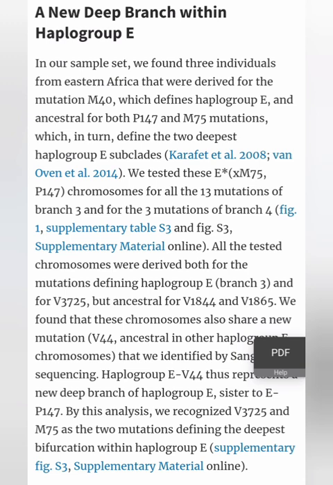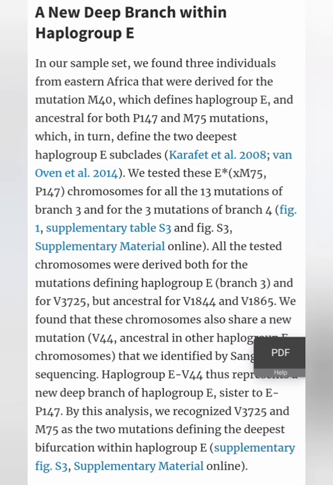Okay, so let's talk about the new information that they found. They found that in their sample set, they found 3 individuals from Eastern Africa that were derived from mutation M40, which defined haplogroup E and ancestral for both P147 and M75 mutations, which in turn defined the 2 deepest haplogroup subclades. We tested these E chromosomes for all their 13 mutations of branch 3, and for the mutations of branch 4.